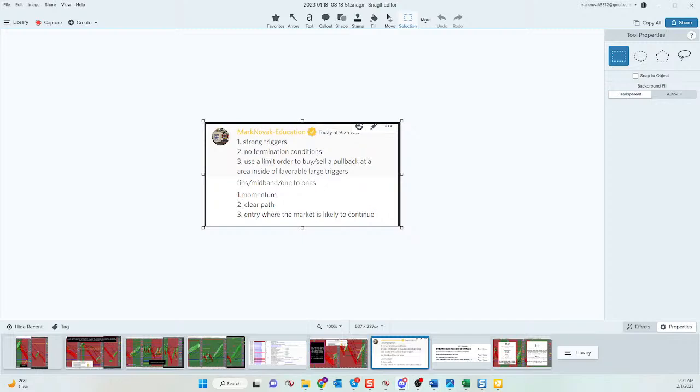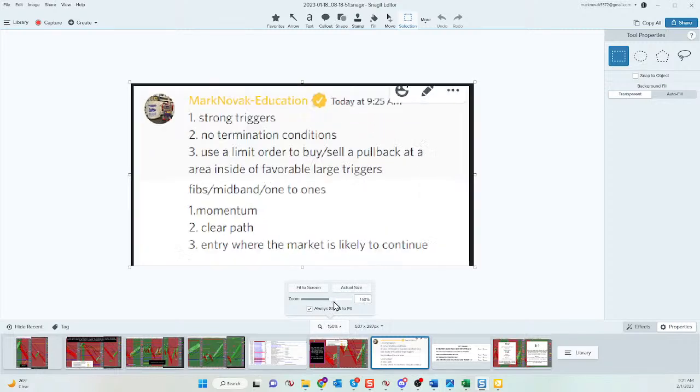The rules for a high probability trend trade. Rule number 1 says strong triggers. And again, I'm going to remind you, we're going to talk about each and every one of these rules. You know what? Let me check my list real quick. Cosmo's not with me today.